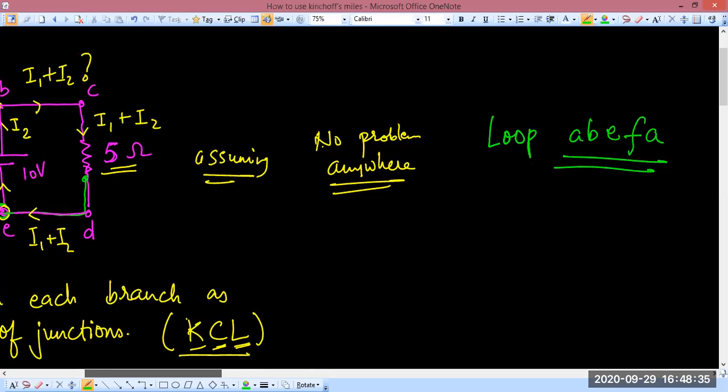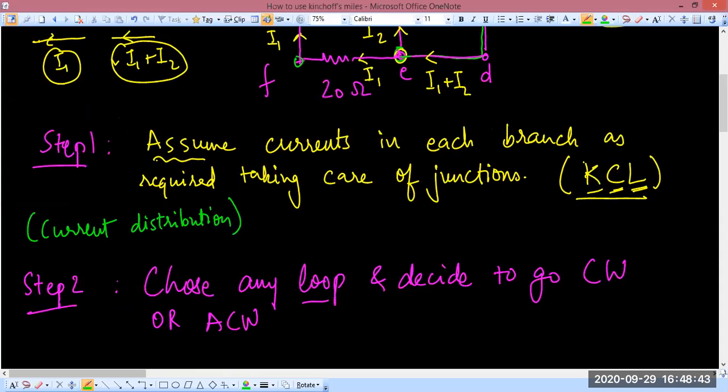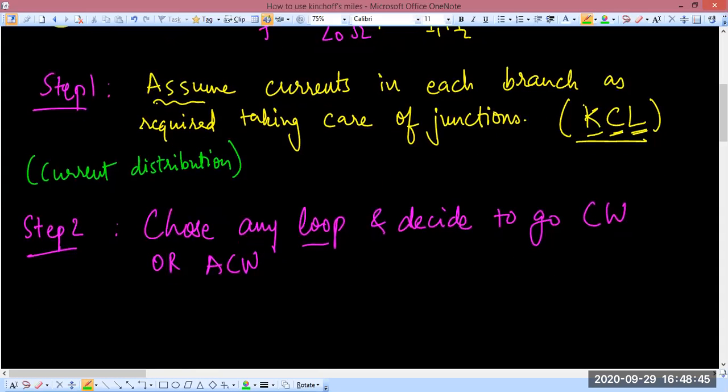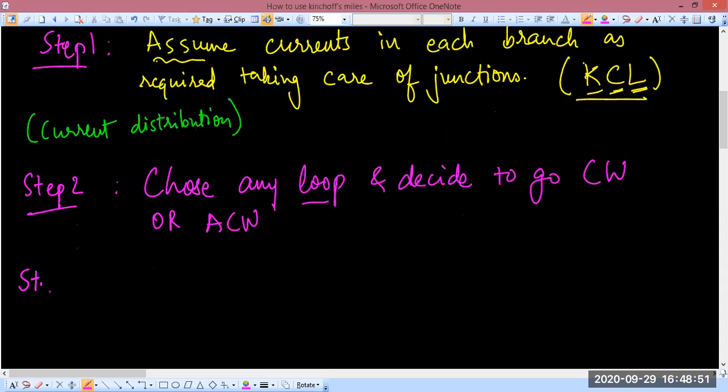Step 2 is done. Loop has been decided. Avinash, the Kirchhoff rules are correct, but you should agree with that condition, right? If you don't mention condition, everything is wrong.